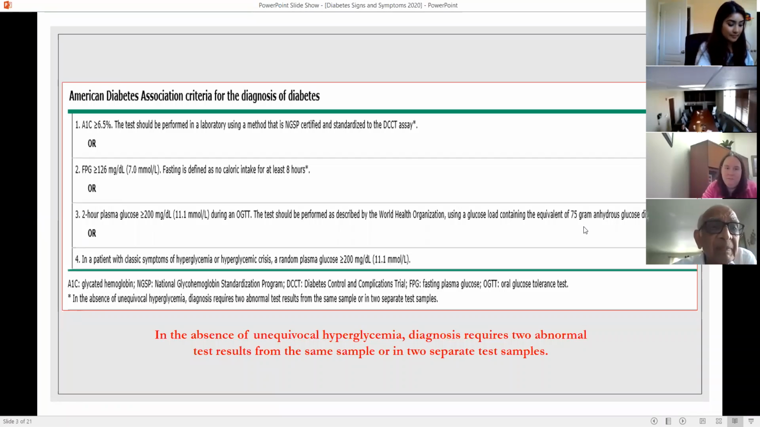And I use the American Diabetes Association criteria. As a little background, you want to confirm these labs twice, unless it's completely obvious. But usually I will do 2 A1Cs that are greater than or equal to 6.5, 2 fasting blood sugars greater than or equal to 126, or you could have a 2-hour plasma glucose greater than or equal to 200 after an oral glucose tolerance test, or in a patient with the classic symptoms of hyperglycemia and a random sugar greater than or equal to 200. Next slide.